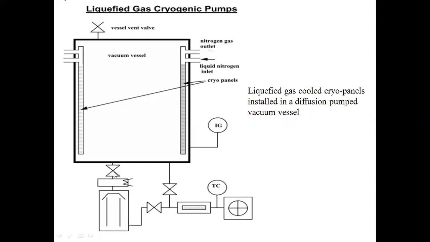Next, the gas which is sent in may be helium, neon, argon, or any cryogenic fluid whose boiling temperature is much lower than -196°C. Once these gases come in contact with the cryo panels, they will be condensed and drop down as liquid gases. These liquid gases are then taken out for further use.